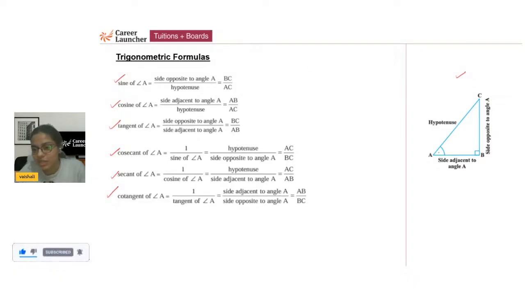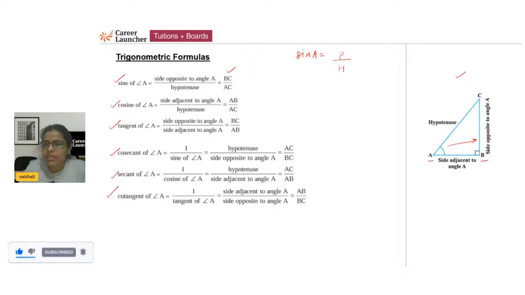Say I'm having a right angle triangle with the 90 degree angle at B. With respect to A, if I want to define sine of A, it is perpendicular upon hypotenuse. The perpendicular is the side of my triangle just in front of the angle with respect to which I'm looking at the ratio. So BC is my perpendicular and hypotenuse is my AC. So sine A is BC by AC.